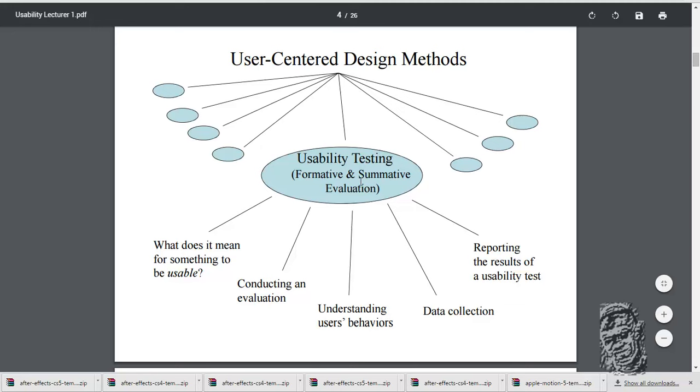Of course, you'll have to collect data in terms of data collection methods, and we're going to discuss that a little later down in the slide. And of course, you'll have to do some reporting in terms of the results.